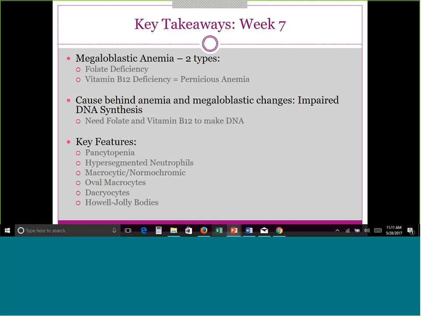We will see dacryocytes, which are teardrop-shaped cells, and then Howell-Jolly bodies. Howell-Jolly bodies are red blood cell inclusions that are made of DNA. So it kind of all goes back to that DNA stuff. Those are all the key findings for megaloblastic anemia and how to interpret them.